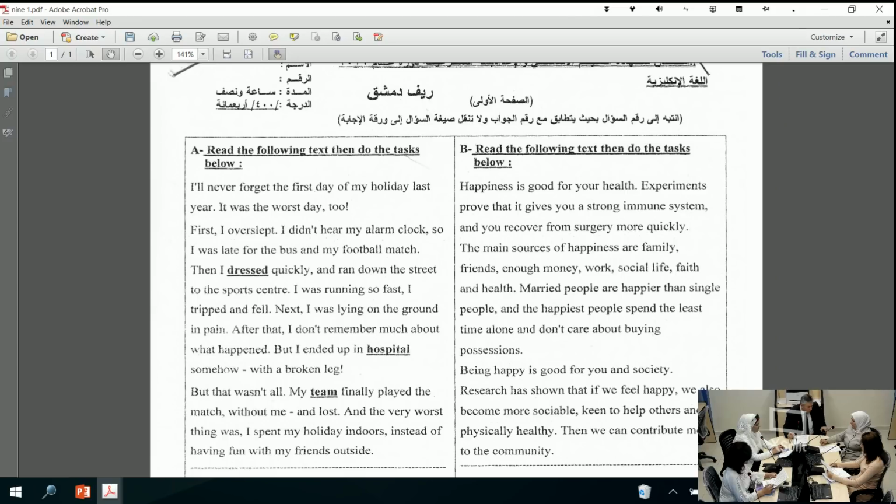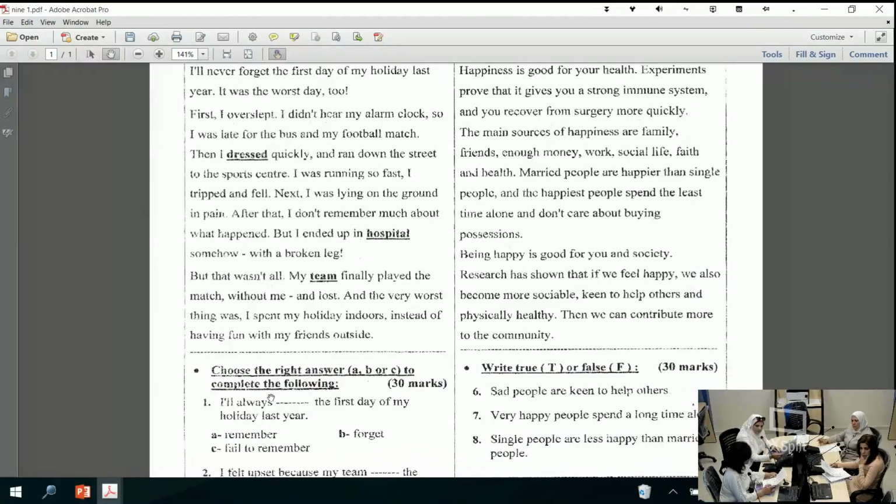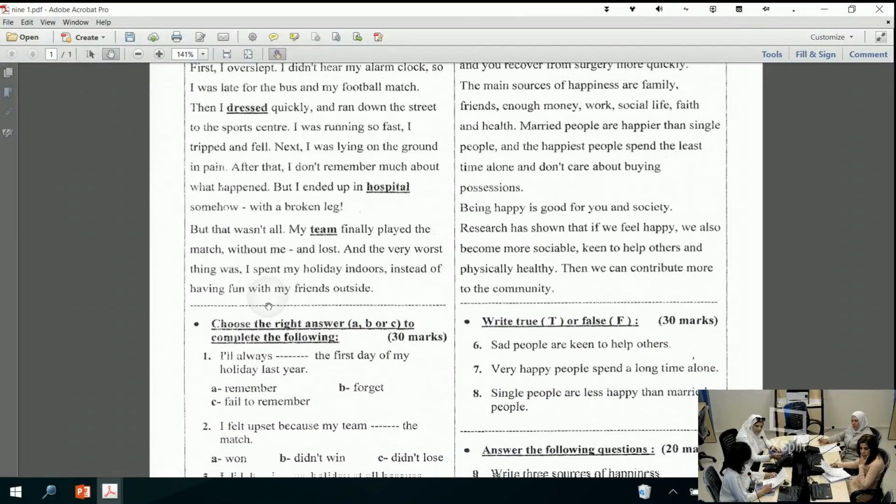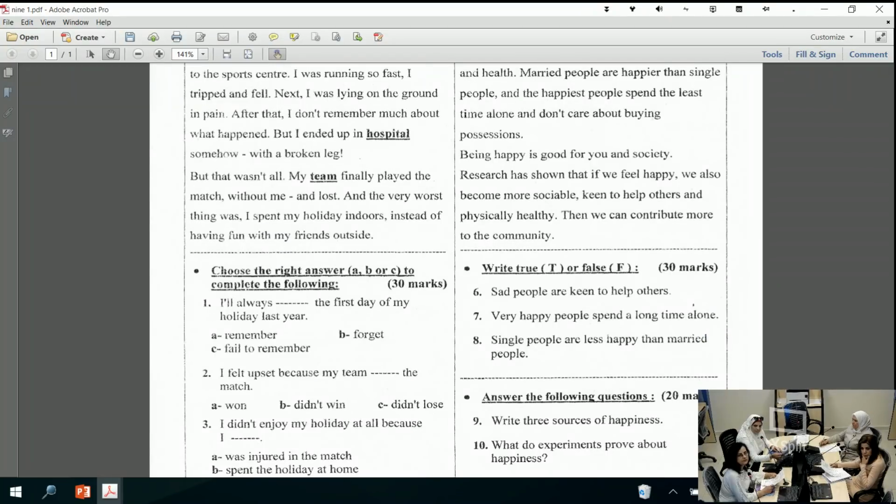True or false. In the second part, we have true or false. We read the questions as students, then we write in the exam book true or false. The student can write true, false, or just the letter T or F, or a tick and a cross for the false one. Miss Hanadi, number 6. Sad people are keen to help others.